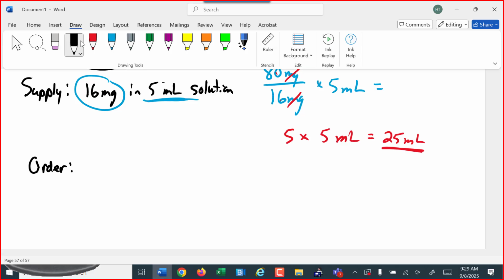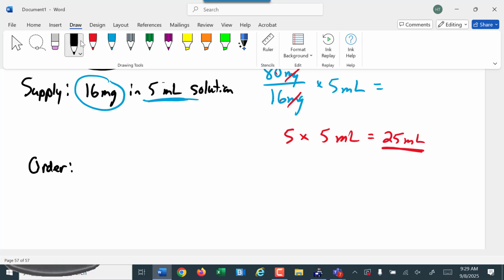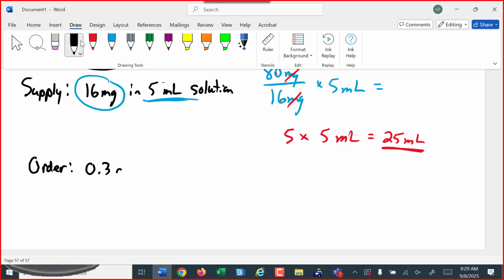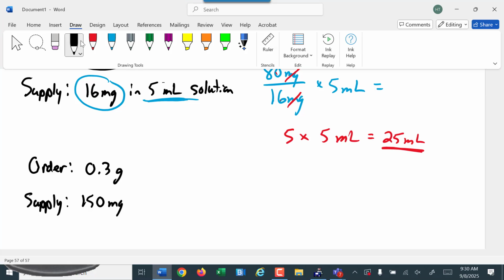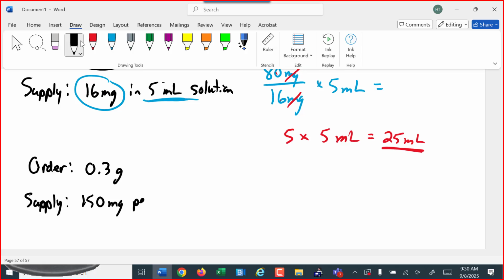So let's say we are ordered 0.3 grams. And we have a supply of 150 milligram per capsule. So being capsules, that means we have to go to the nearest capsule.